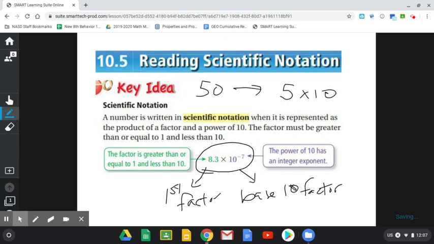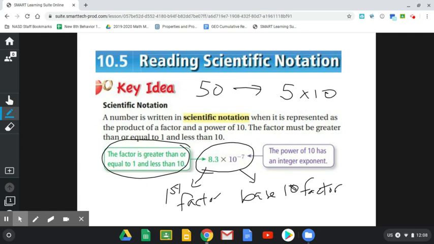So the first factor, if you look at this box right here, there's something about the first factor that always has to be true. It has to be a number that's between, it could be equal to 1, but it has to be basically between 1 and 10. It's allowed to be equal to 1. It's not allowed to be equal to 10, okay? And it always has to be that way.